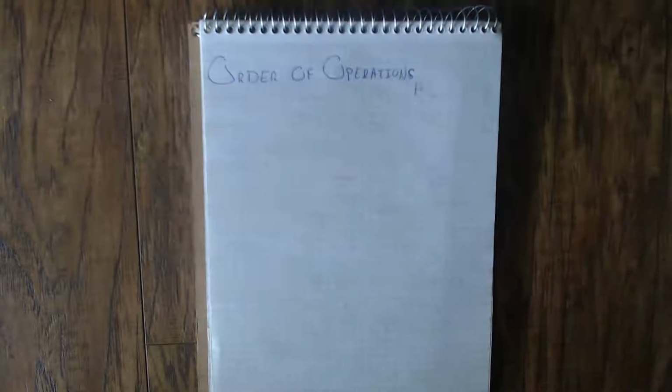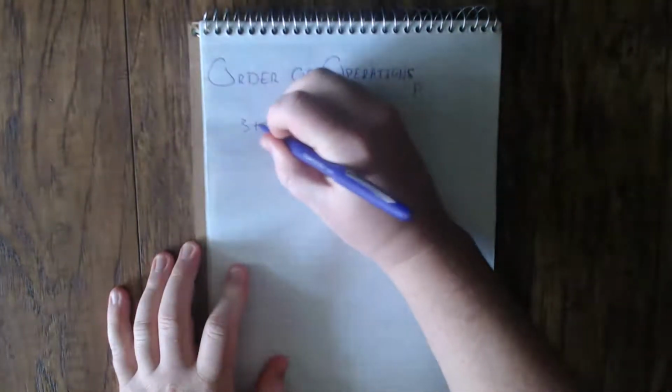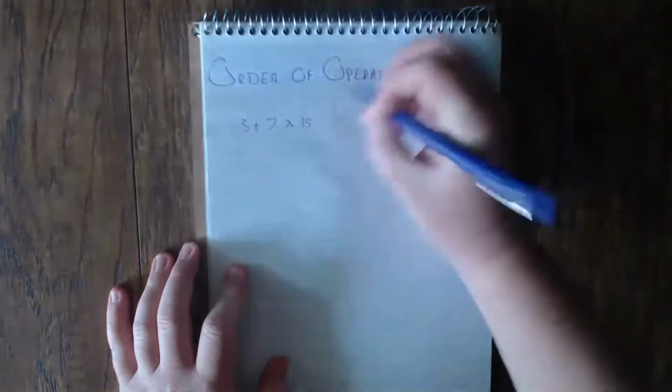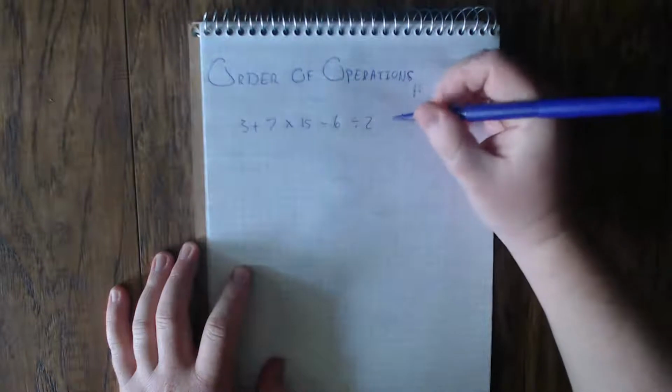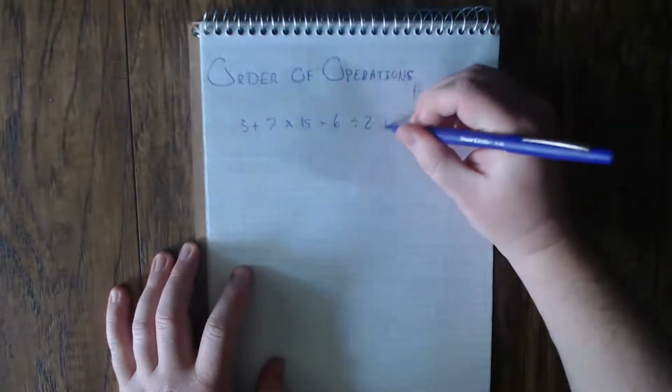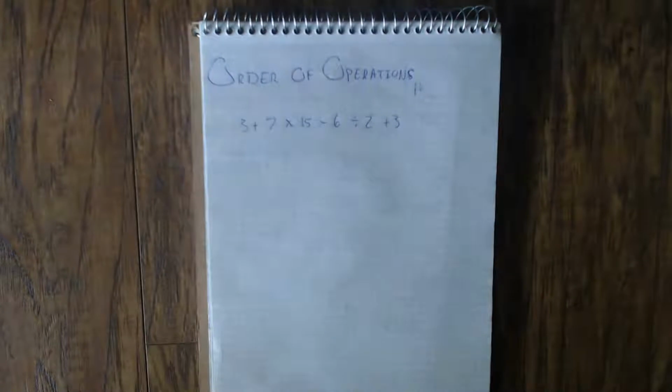But in all seriousness, this is something that we need to work on. We need to be able to understand, and I'm looking forward to going over it. So first things first, order of operations is honestly what order we do things when it comes to math, how we do it. Like if I were to just write a really long problem across, in fact, let's just do it. Let's do 3 plus 7 times 15 minus 6 divided by 2 plus 3.